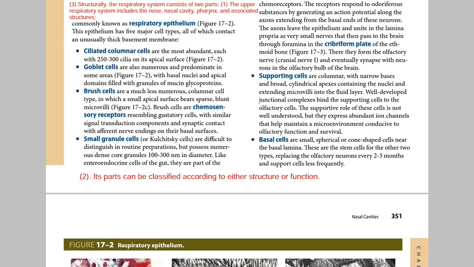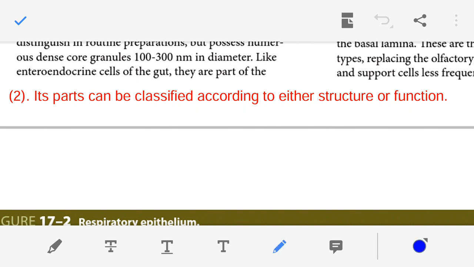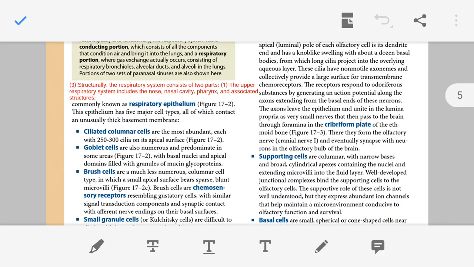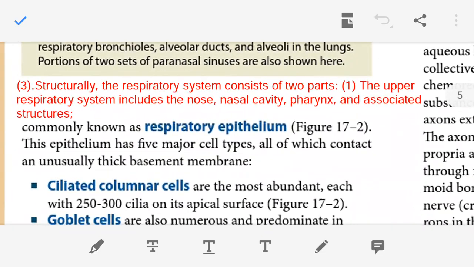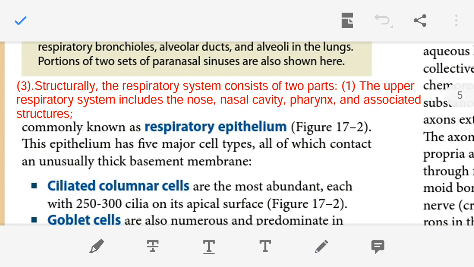Now the second point of our discussion. The parts of the respiratory system can be classified according to their structure or function. Structurally, the respiratory system consists of two parts. One is the upper respiratory system, in which the nose, nasal cavity, pharynx and associated structures are included.